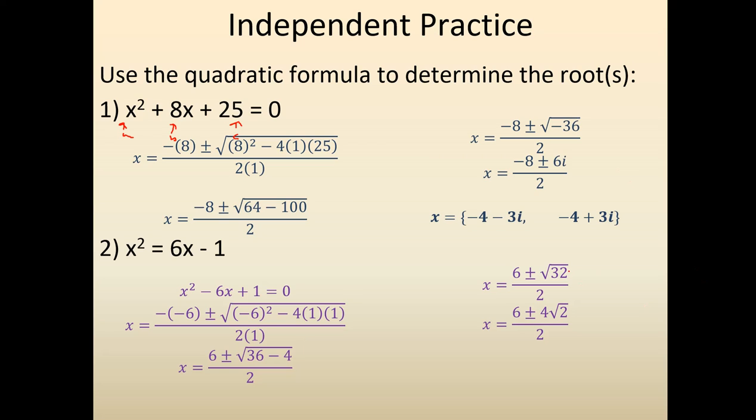So when I break up the rad 32, this could be written as 16 times 2, which gets us 4 rad 2, as shown here. So 6 plus or minus 4 rad 2 over 2. Dividing each term by 2, I end up getting 3 minus 2 rad 2 and 3 plus 2 rad 2. And that's pretty much it.